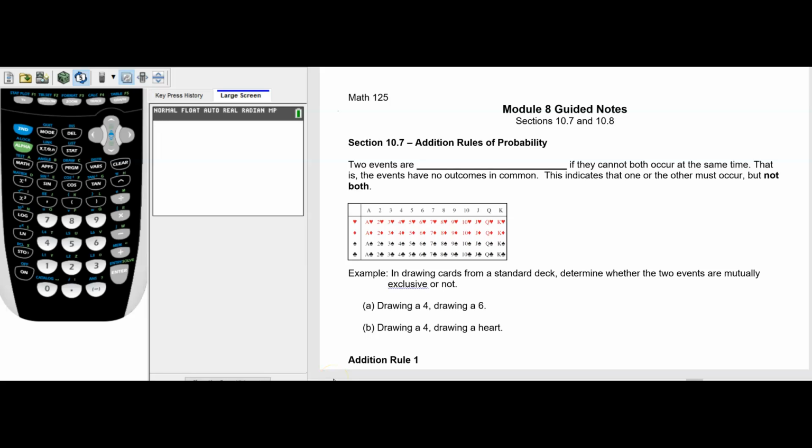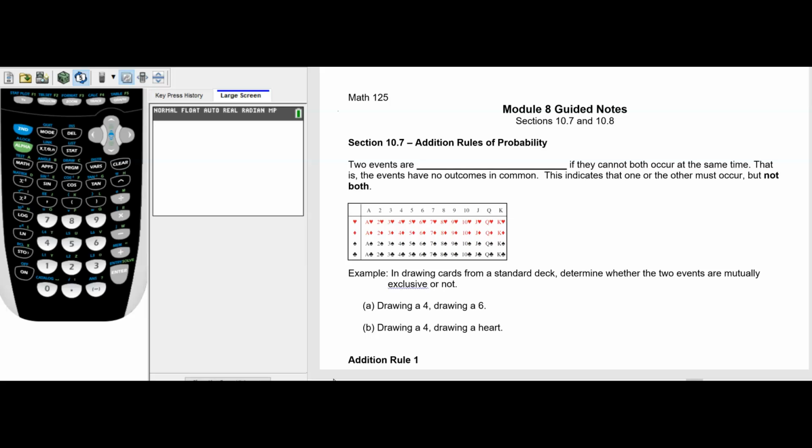Hi, this video is on Module 8 for Math 125. Module 8 covers sections 10.7 and 10.8, which are both on probability. And you're probably thinking, well, we did probability in Module 7, which we did, but this is going to be just more probability, some more complex probability problems.